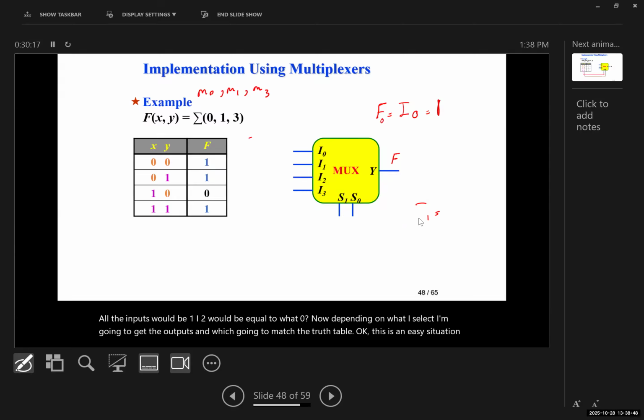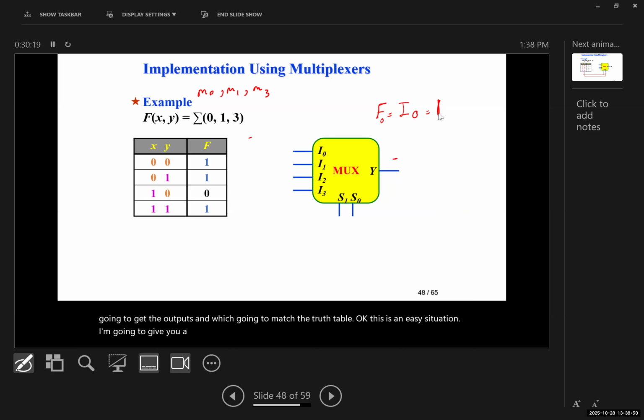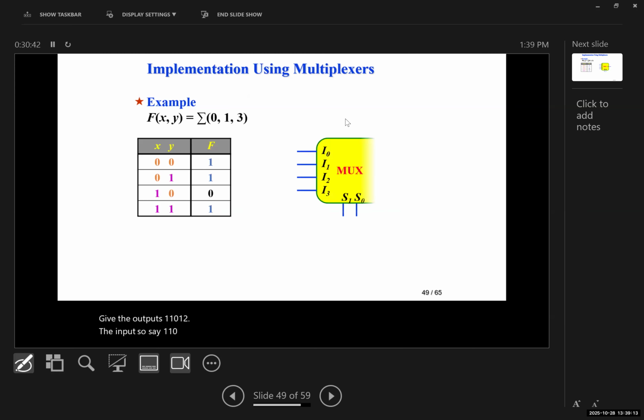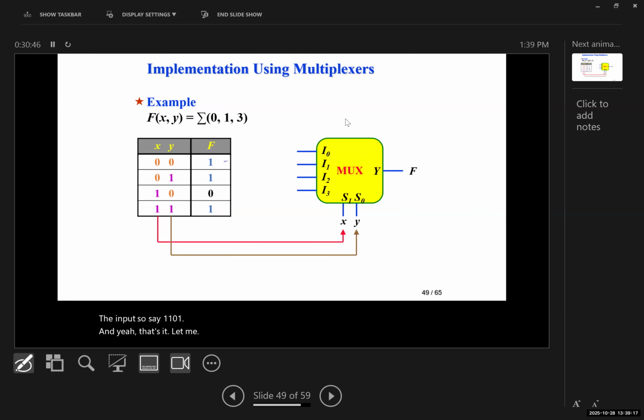I'm going to give you a more complex situation as well. So what we can do to implement using the multiplexer is to connect x and y directly to S0 and S1. And then we could give the outputs 1, 1, 0, 1 to the input. So it's going to be 1, 1, 0, 1. And yeah, that's it.